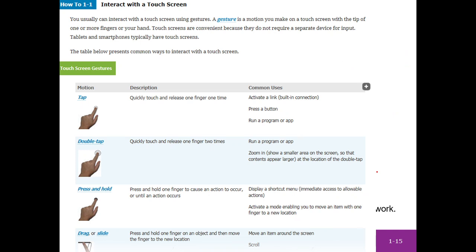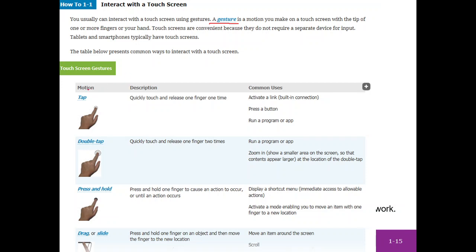Acha ji, I hope you are aware with these terminologies as well. Now that we mostly interact with touch screens, whether it is our smartphone or the tablet and modern laptops, all of them have these touch screens. And whenever you are interacting with a touch screen, you interact with it using hand gestures. Okay, so what is a gesture? A gesture is a motion that you make on a touch screen with the tip of your fingers.